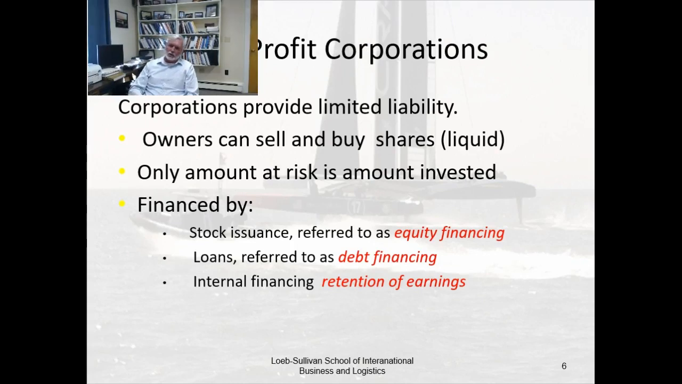And then for-profit corporations, which you just analyzed a couple of them when you did Tidewater and Kirby. First of all, they do provide limited liability. The owners are only liable for the amount that they have invested. They tend to be quite liquid if they're publicly traded for-profit corps. Owners can buy and sell shares of the organization. The only amount they have at risk is the amount invested, as I said earlier. And the financing comes from selling stock, which we call issuing stock. That's equity financing. Loans, which is debt financing, and retention of earnings.